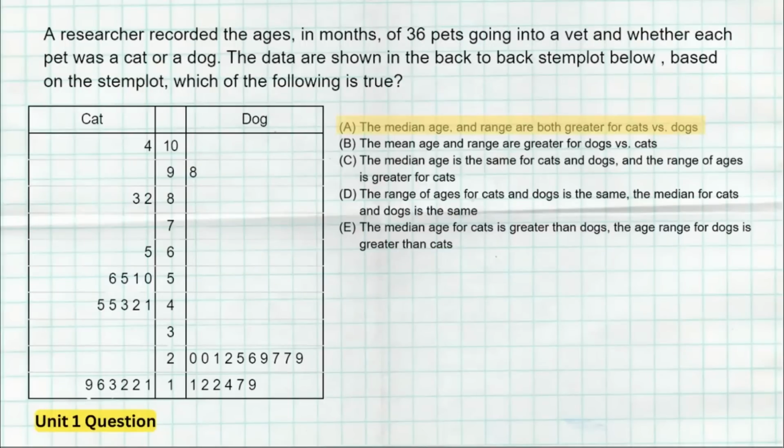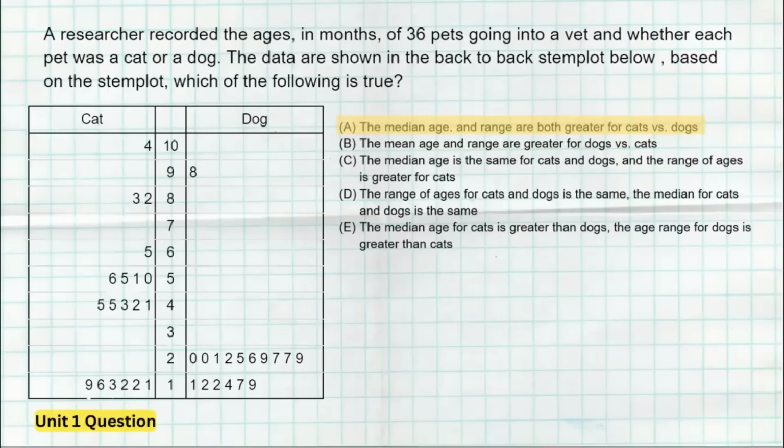All right, so the correct answer here is going to be A. The median age and range are both greater for cats and dogs. Now, the first thing that we have to notice is that this is a back-to-back Stemplot, but it's kind of weird because it goes in reverse order. The higher numbers are at the top, the lower numbers are at the bottom. So at the bottom, we see some cats that are 11 months, 12 months, 12 months, 13 months. You get the point. At the very top, we see a cat that's 104 months old.